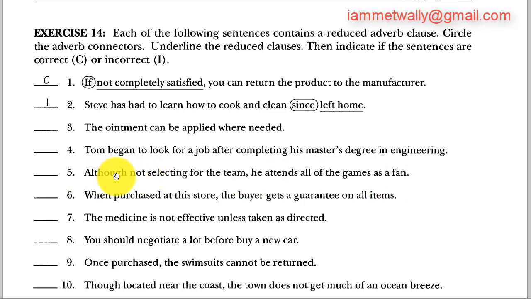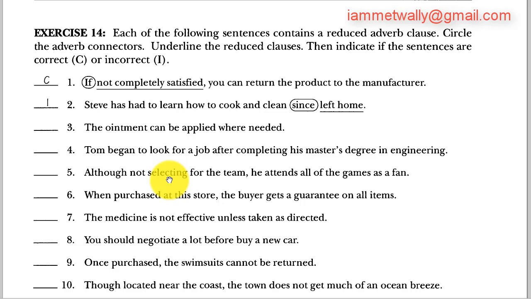5. Although not selecting for the team, he attends all of the games as a fan. Although is the connector, a contrast connector. Not selecting is the reduced clause, but there is a problem here. It's correctly reduced. But if I say not selecting, that means this person is the one who selects the players, like a coach, and the meaning of the sentence shows that this man is the one who was chosen. So selecting should be selected. He attends is subject and verb, and this is the rest. It's reduced correctly, but the meaning is not correct. It should have been selected, not selecting.